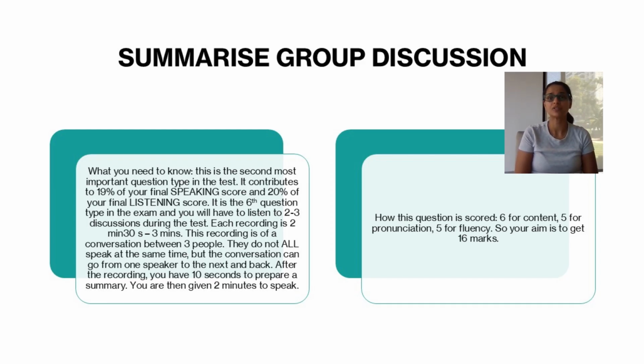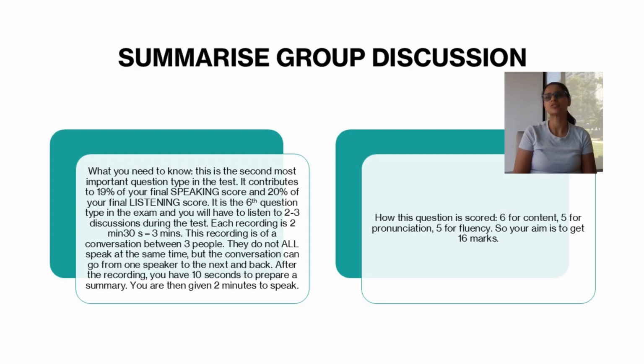Right? You will have to listen to 2 to 3 discussions of 3 people. Each recording is a minimum of 2.5 minutes to 3 minutes, and it's almost always a conversation between 3 people. Okay? They don't all speak at the same time, but the conversation bounces back from one speaker to the other. As soon as that recording is done, you have a 10-second timer to prepare a summary. You are then given 2 minutes to speak.